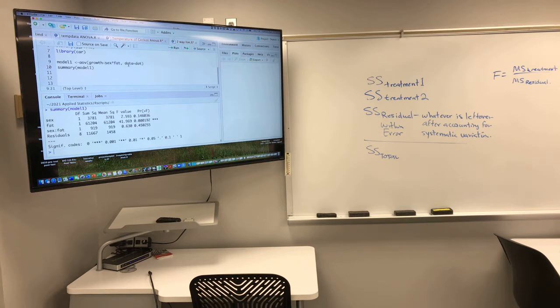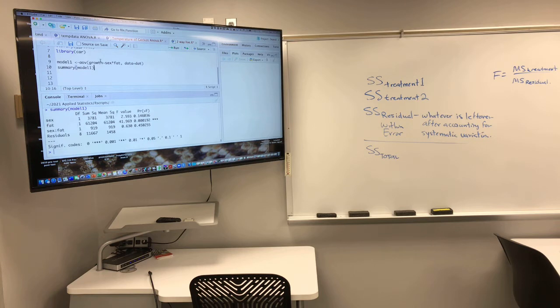When R sees that there's an interaction term, it assumes that there's a main effect of one of those treatments, a main effect of the other of those treatments, and it will calculate those. So all you really need to do to get it to give you the output you're looking for is to specify the interaction. So that gives us the model, and we see what the ANOVA table is.